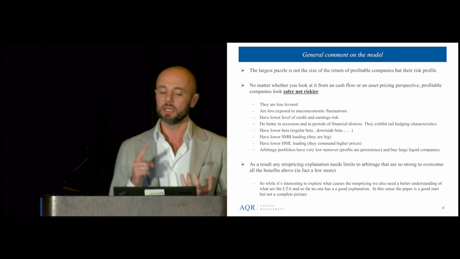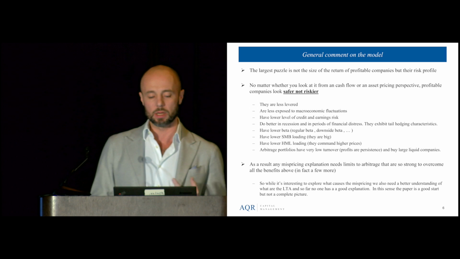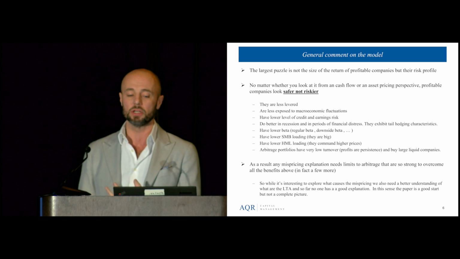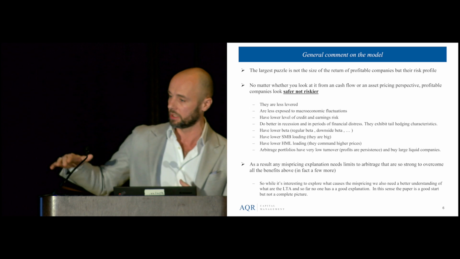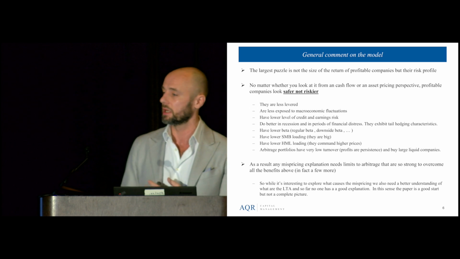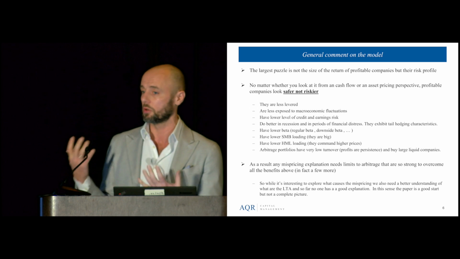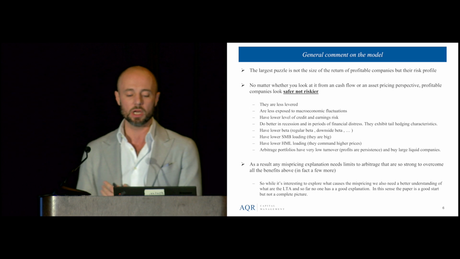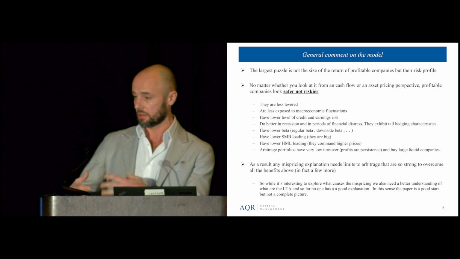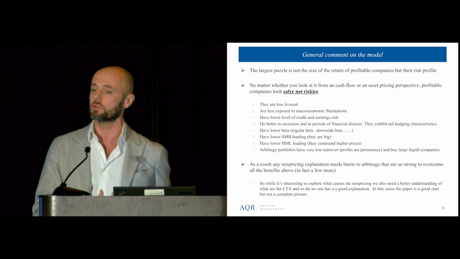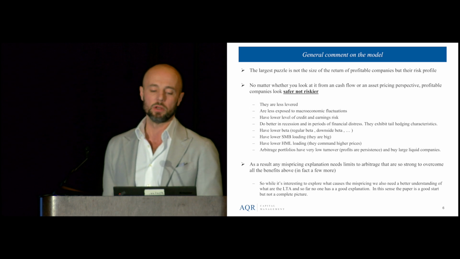So what do I mean? They're less levered. They're less exposed to macroeconomic fluctuations, with lower credit risk and earnings risk. They do better in recessions. They exhibit better tail behavior, have lower betas, regular beta, downside betas and others, and have lower HML loading. They command higher prices. They have lower SMB loadings. They are big companies, and arbitrage portfolios that take advantage of that buy at very low turnover because profits are persistent. That's the whole point of these papers. And they buy very liquid companies.